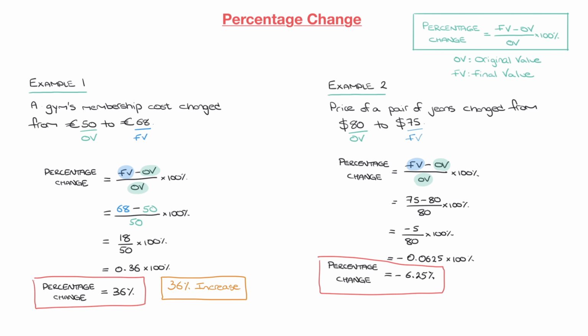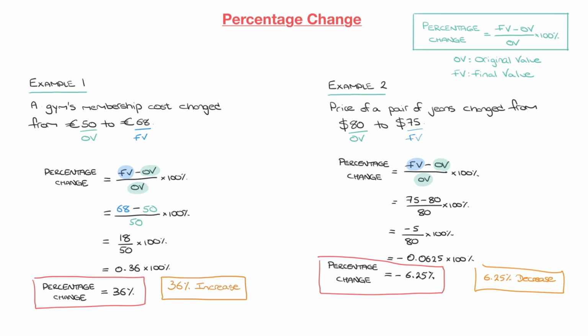The fact that the percentage change is negative tells us that we're dealing with a percentage decrease, which hopefully makes sense since the price went from $80 to $75. So negative percentage changes correspond to percentage decreases. If ever we were asked for the percentage by which the price was decreased, then we could quickly translate this negative 6.25% percentage change to a 6.25% decrease. There we go.